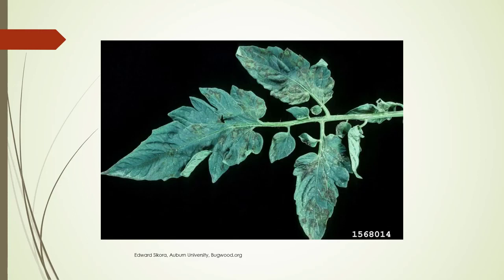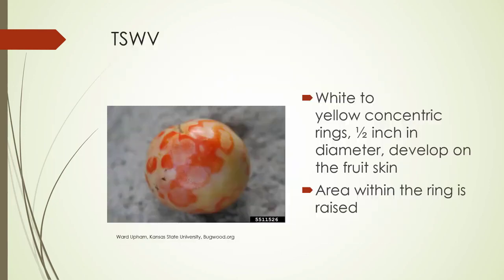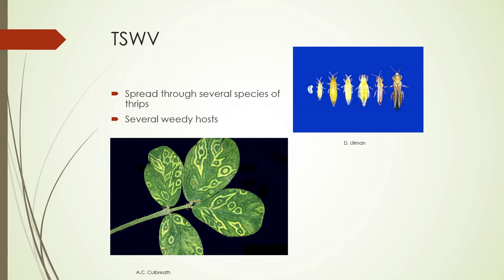They will be. But the difference would be that if it was a fungal leaf spot, you would see some fruiting bodies on the underside of the leaves. You don't see that on these. So you might get these yellow to white concentric rings on the fruit, about a ½ inch in diameter, and then the areas within the rings are going to be raised. And it's spread through several species of thrips. There's a lot of weedy hosts, so it's important to manage your weeds. That's probably the best thing you can do.